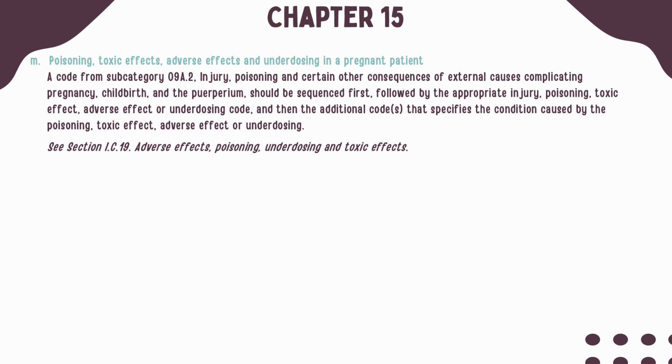When coding for poisoning, toxic effects, and adverse effects, as well as underdosing in a pregnant patient, a code from subcategory O9A.2 should be assigned, followed by the appropriate injury, poisoning, toxic effect, adverse effect, or underdosing code. And lastly, a code should be assigned to indicate the condition that is caused by the poisoning, toxic effect, adverse effect, or underdosing.